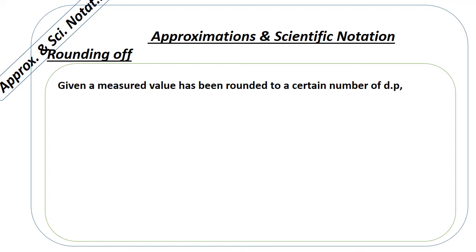Welcome to the last part of number systems, part 2, where we continue with approximations and scientific notation. In this last part, we're going to take a look at two concepts. The first is rounding off, the other one is errors in measurements.